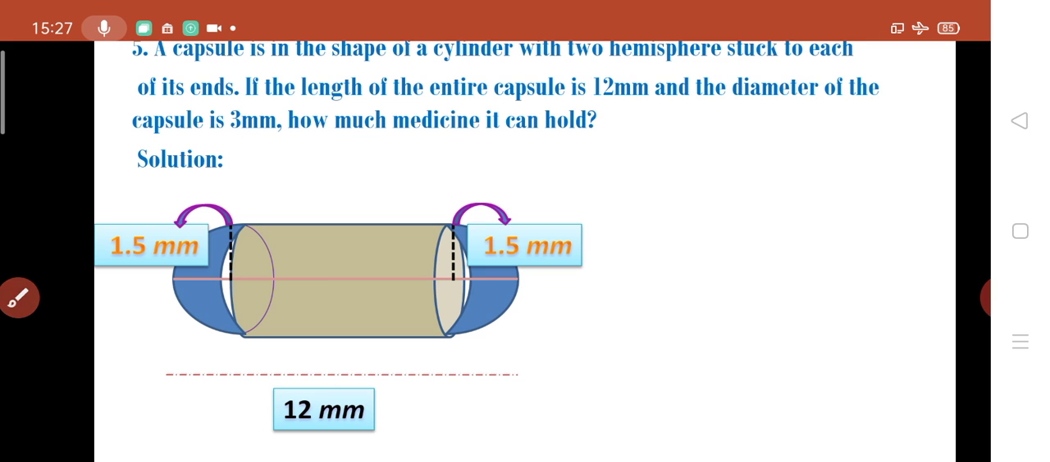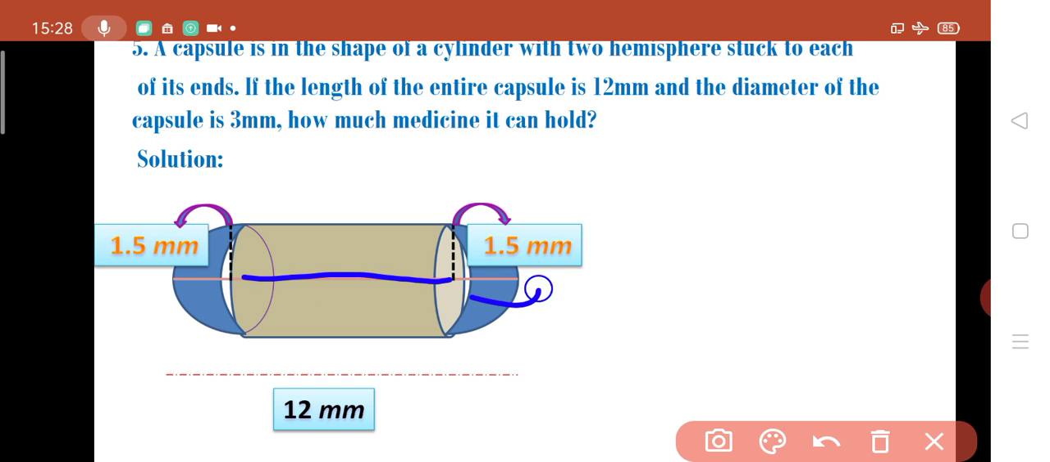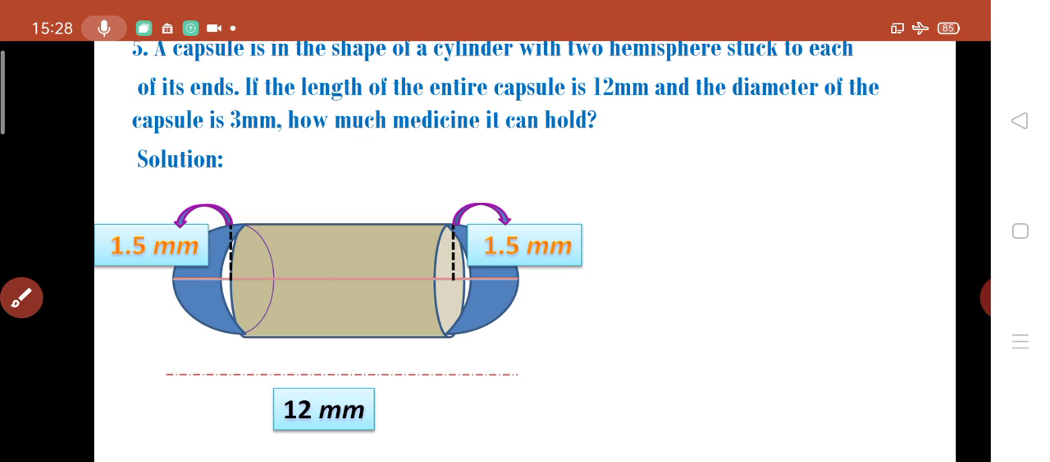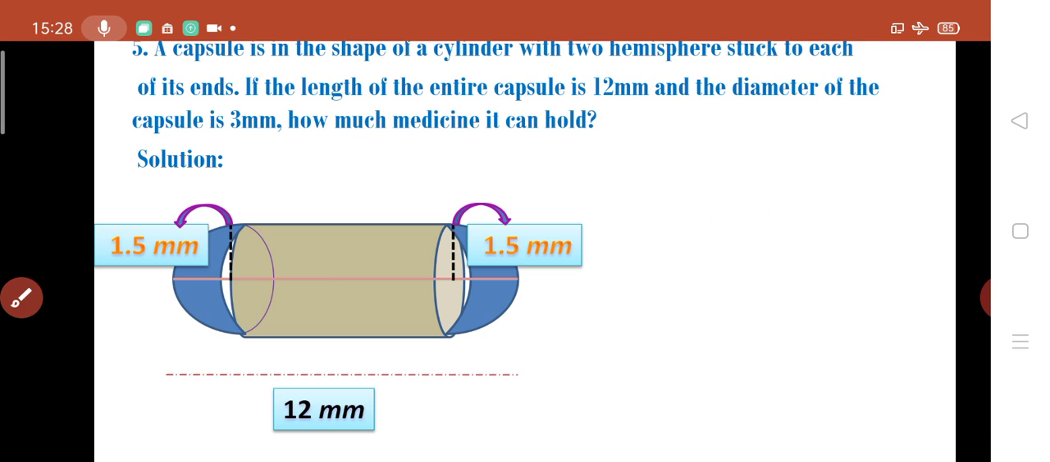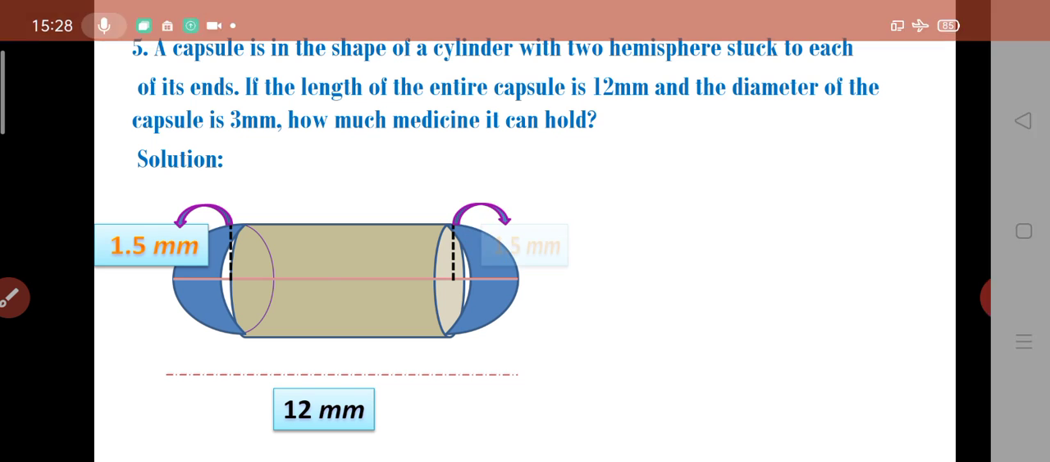Now the length of the entire capsule. The dotted line shows the length of the entire capsule, that is given as 12 millimeter. Now inside that cylinder, a small dotted line we marked, no? That is the radius of the hemisphere as well as the radius of the cylinder. So the diameter of the capsule is given as 3 millimeter. So half of the diameter, 1.5 millimeter. This is the radius of the cylinder as well as the hemisphere. It was marked using the dotted line, children. Correct?